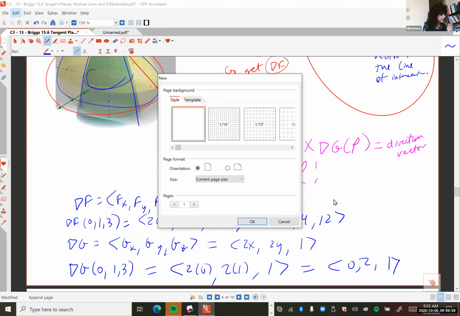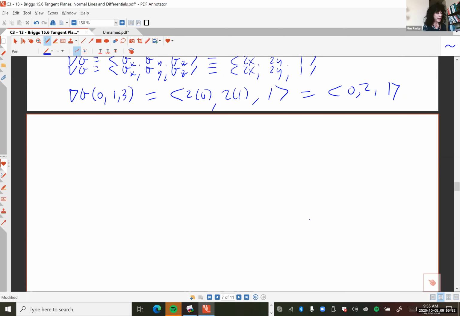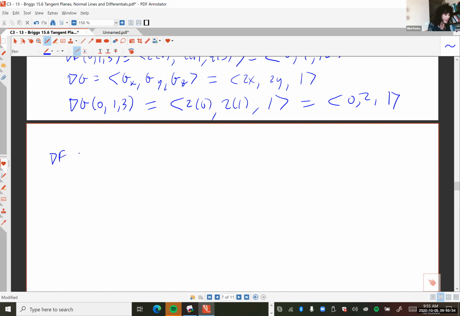Let me append a page, and now it's time for the cross product. And you know me, to get full credit in my class, and if you want full points on your MyMathLab, listen up. I want to see the 3 by 3 determinant, and I want to see i hat, j hat, k hat across the top row, please. Then you have the gradient of f components 0, 4, 12, and the gradient of g is 0, 2, 1.